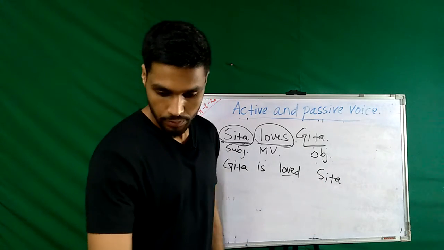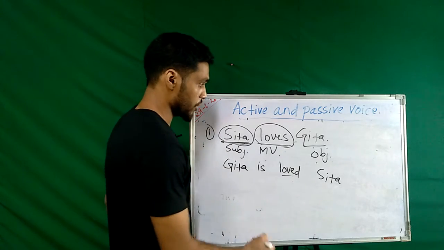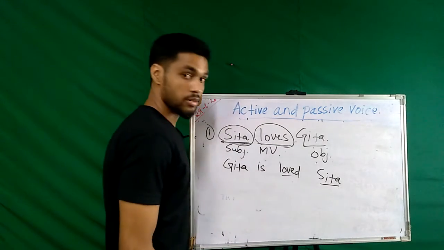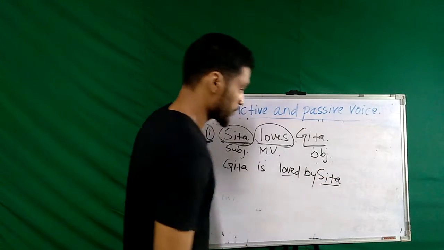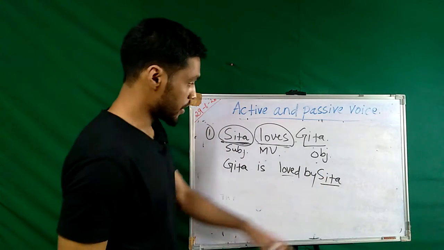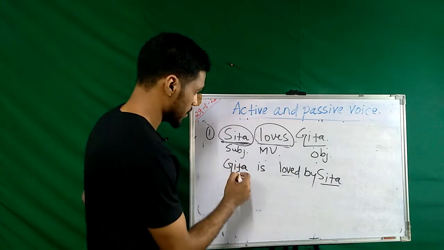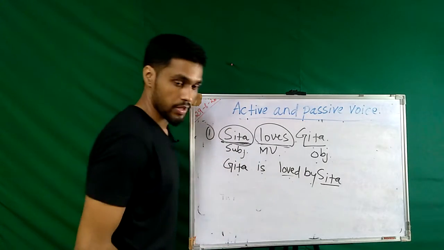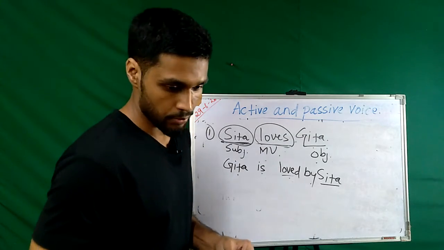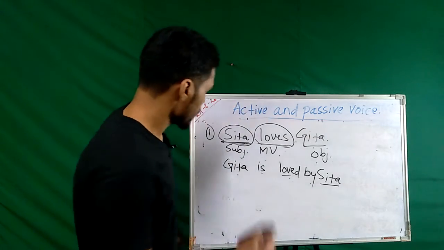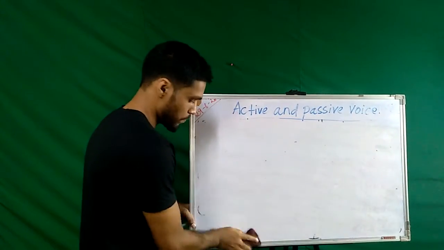There is one more step that we have to do to convert the active voice into passive voice: we have to add the preposition by before the object. And what is the object here? Sita. So we have to add by before the object. Then we are done with converting active voice into passive voice. So Gita is loved by Sita. This is how we have to convert the active voice into passive voice. Let's take another example and try to convert the active voice into passive.